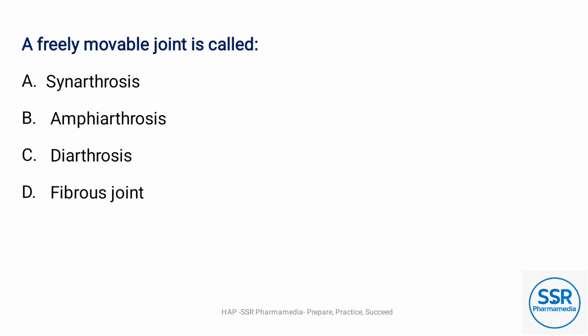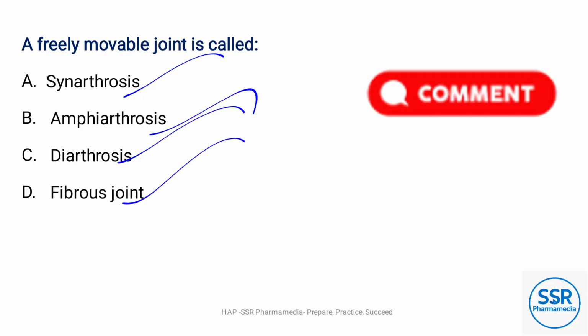See this. Next, a freely movable joint is called: synarthrosis, amphiarthrosis, diarthrosis, or fibrous joint? Answer in the comment box.